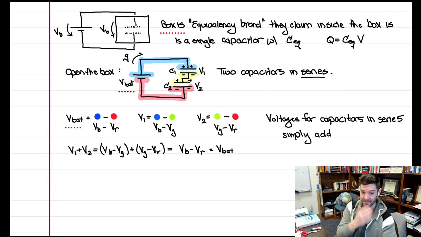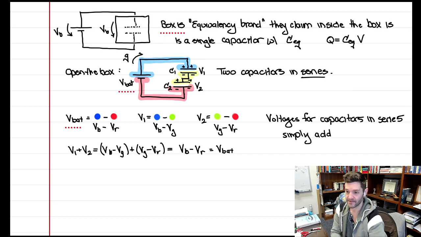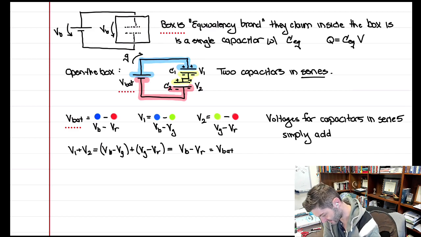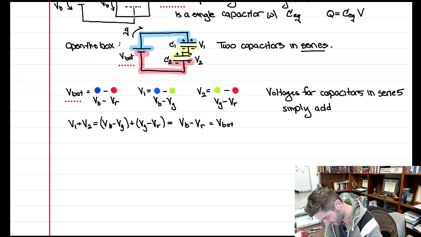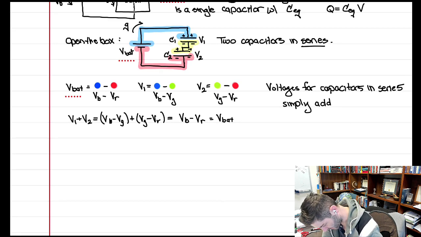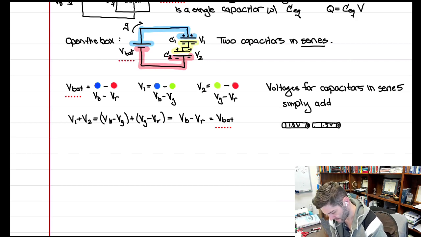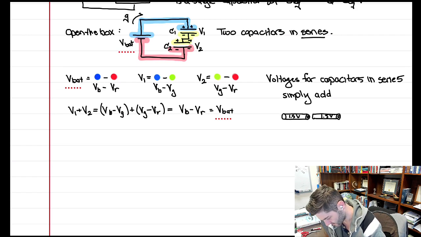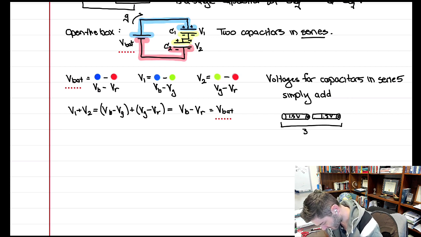So we have voltages for capacitors in series simply seem to add together. This actually is the same idea with batteries. When you have a remote control or something like that that has a battery, maybe there's a AAA here, so this is 1.5 volts, and then you have to put the negative terminal and the positive terminal in the same orientation, and this is also 1.5 volts, those together then create a potential difference of 3 volts.